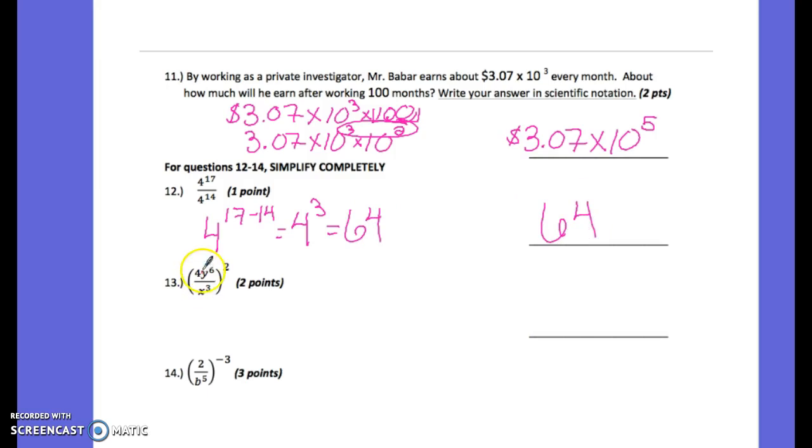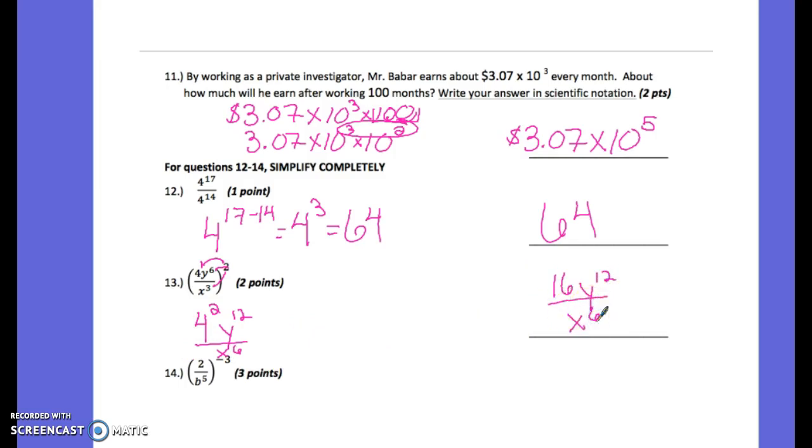Number 13, don't forget to put your exponents of 1 on. Distribute the squared in the top and the bottom, and you get 4 squared. Y to the 6 times 2 is 12. X to the 2 times 3 is 6. 4 squared is 16. Y to the 12 over X to the 6.